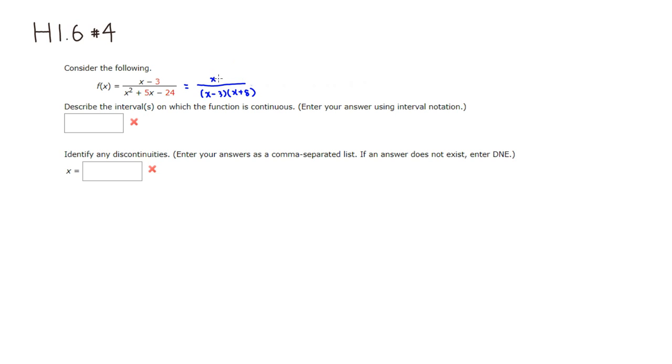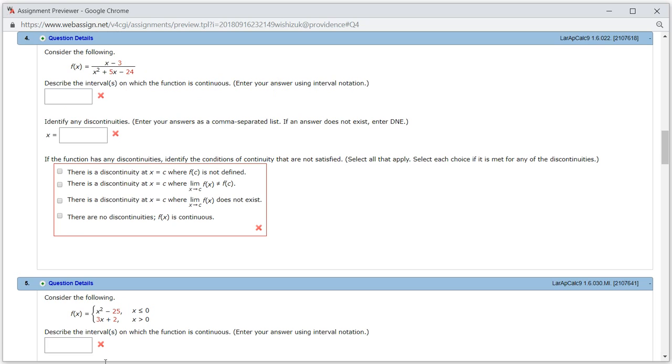And x minus 3. Right, so as you can see, as long as x is not equal to 3, then we can just cancel the common factor on top and bottom. Then we can see that this is just going to be equal to 1 over x plus 8. So the interval is going to be, x cannot be 3, and also x cannot be equal to negative 8. So let's type it in.